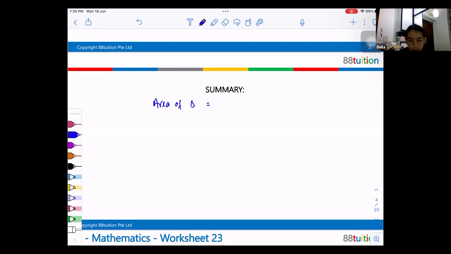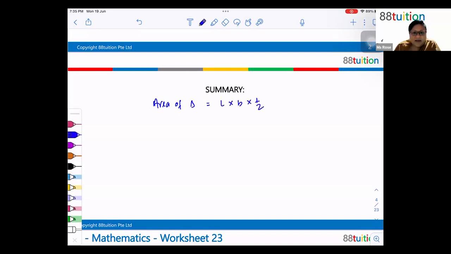Length times breadth times half. Okay, now, anyone wants to comment on this? Hi, Gordon. Yes. Anyone wants to comment on this? Let me see my message. Gordon. Sham said, okay. So Sham's actually more accurate. Now instead of using length and breadth, it is actually half times your base times the height.